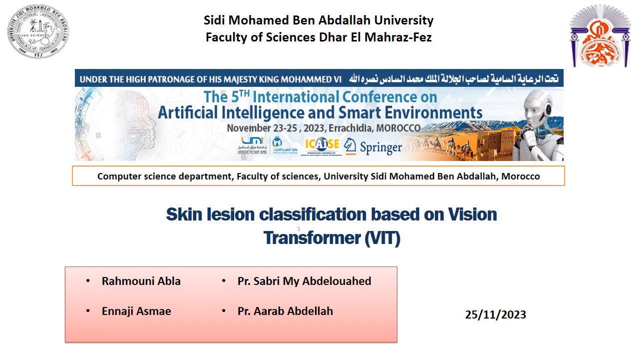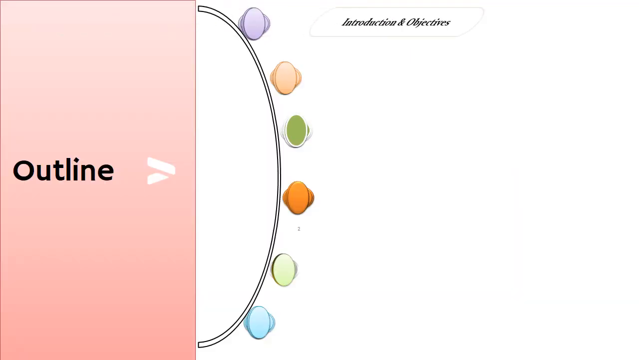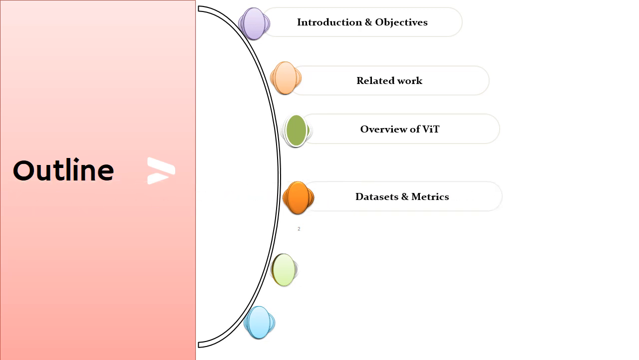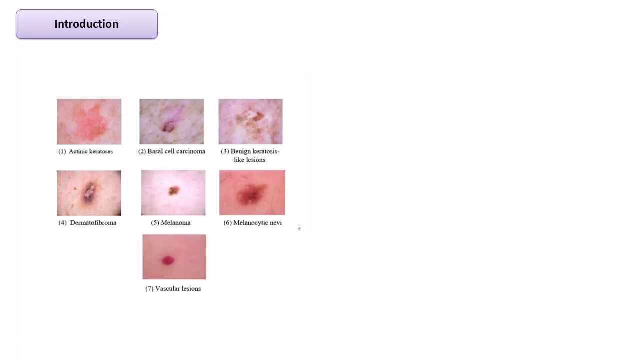So before we delve into this groundbreaking intersection of artificial intelligence and dermatology, let's have a look at the following outline. Of course, we will start with an introduction and objectives. Then we will see some related work. We will have an overview of the proposed architecture, which is vision transformer. Then we will see the datasets used and the evaluation metrics, the implementation and results obtained, and we will end with a conclusion. So let's start.